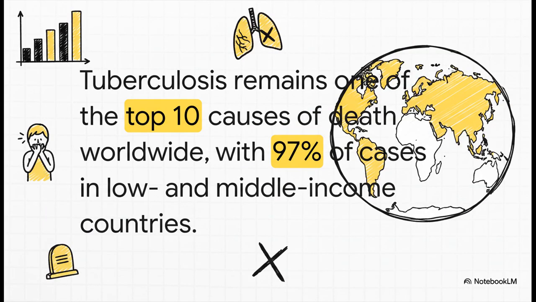Now, before we solve this mystery, you've got to understand just how high the stakes are. TB is still one of the top 10 killers worldwide. And get this, 97% of cases are in low and middle income countries. So figuring this out isn't just an academic exercise. It has real life or death consequences for millions of people.